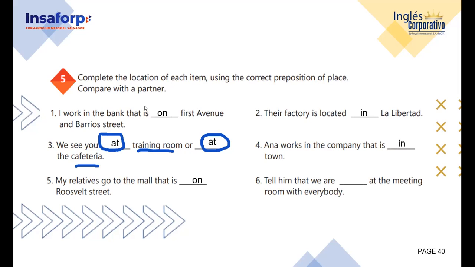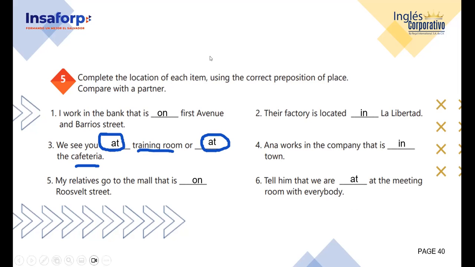¿Cómo se pronuncia? That. That. We are meeting room one. So everybody, you say in, right? On. We are. We are. On. Okay. On at the meeting.